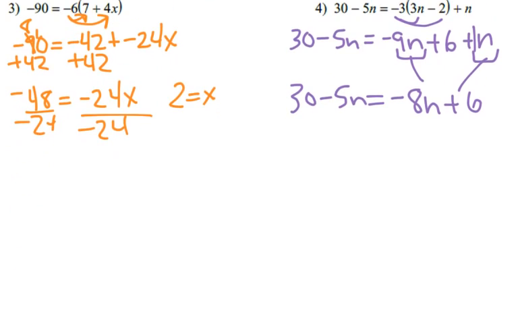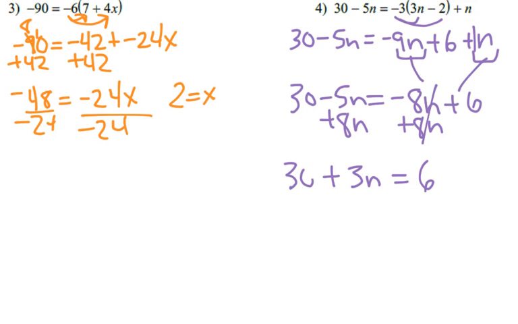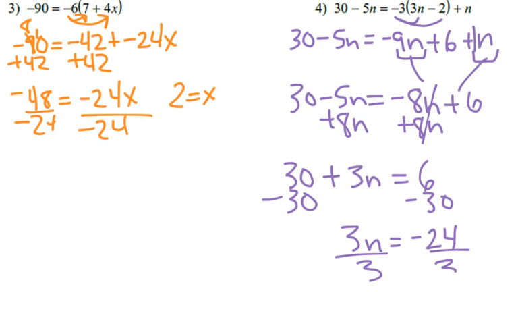Now I want to get the n's on the same side, so I could add 8n to both sides. Those would cancel, leaving us with 6. -5 plus 8 would give us a positive 3n. So it would be 30 plus 3n, minus 30 from both sides. We get 3n equals -24, divided by 3, and n equals -8.